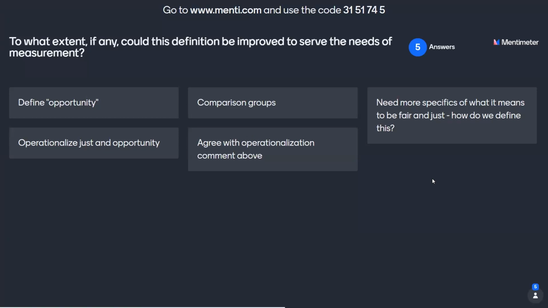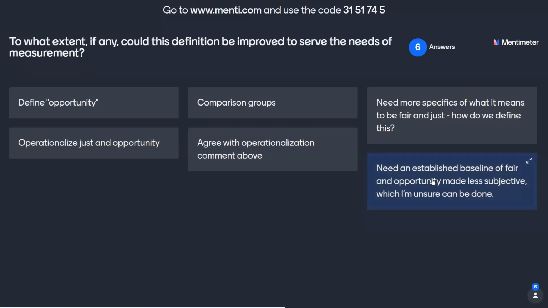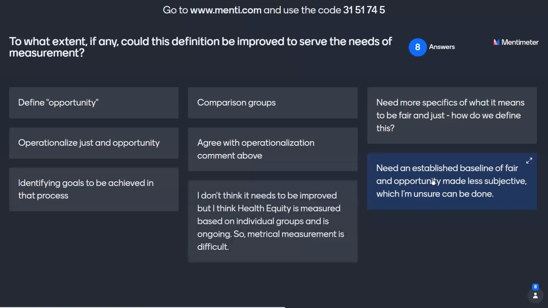It doesn't necessarily specify particular types of fairness and injustice, or the groups involved. It doesn't say anything about whether we should focus on disadvantaged groups even. It's pretty much everyone. We need more specifics about what it means to be fair and just, and how we define this. So I proposed that brief definition, but it's still not very clear.